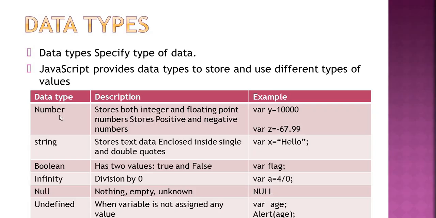Just now in the program, we have seen the number data type, string data type, infinity and undefined data type. The remaining data types, that is null and boolean, will be covered later.